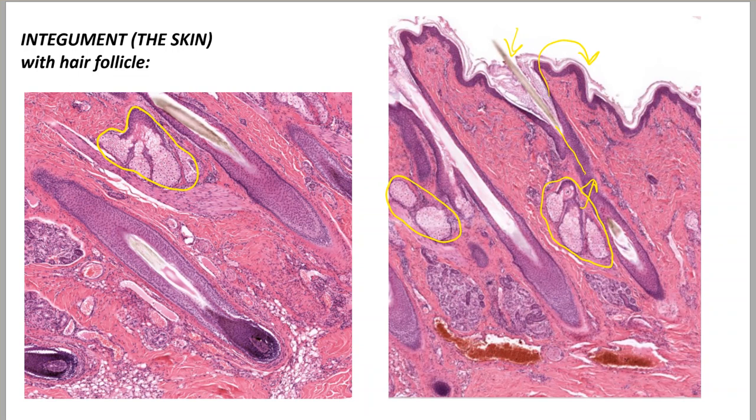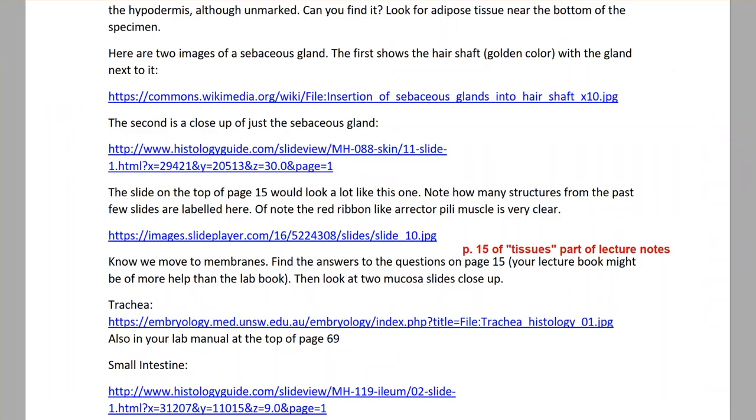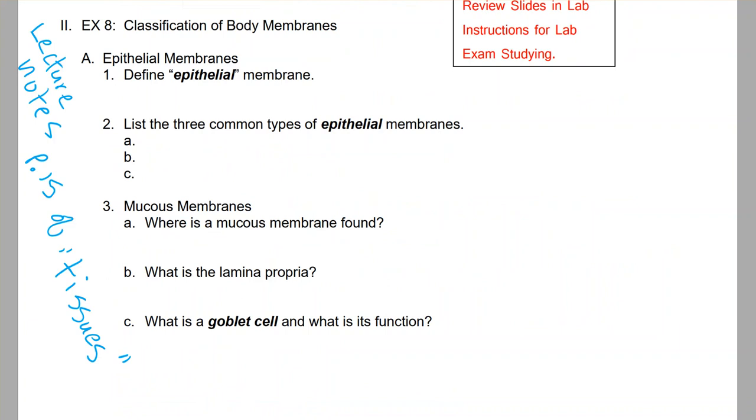So I want you to try to find the hair follicle, the bulb of the hair, which is literally the live part, then the root shaft, and try to figure out what erector pili is. There are a bunch of links and stuff in your online instructions that will take you to cool pictures and stuff. And okay, you have come to the end of your lab.